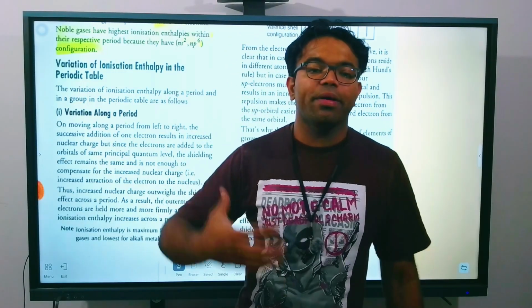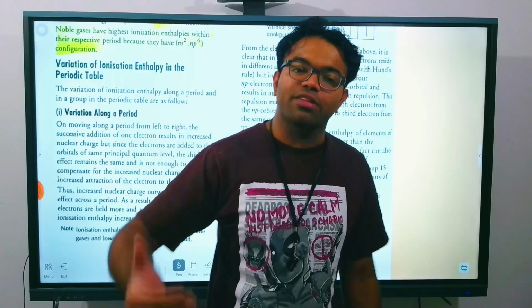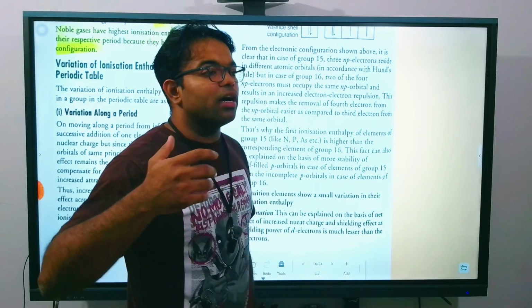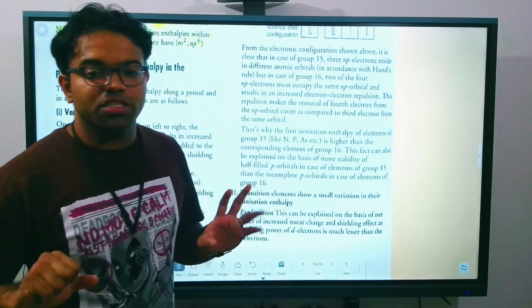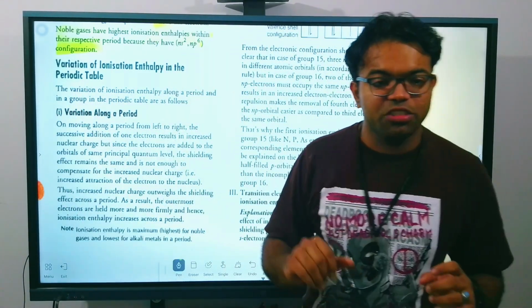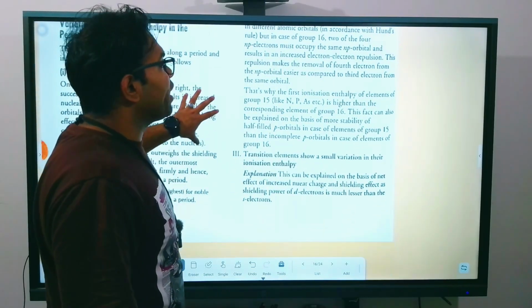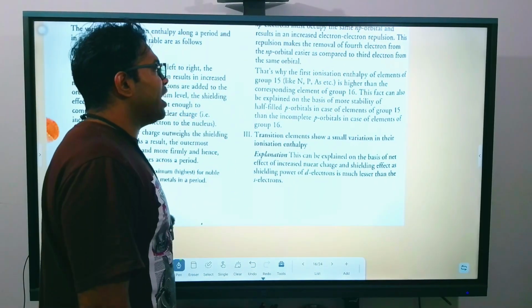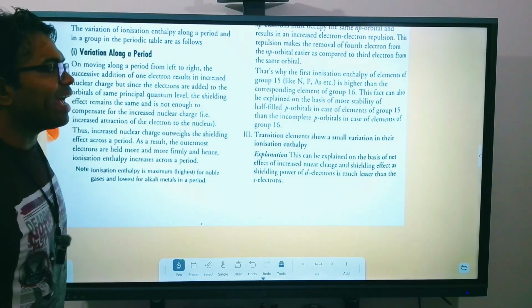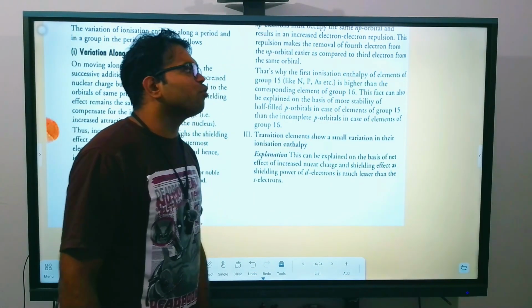So you have to remember the exceptions from 2 to 13, and from 15 to 16. There is a small behavioral change that is happening as we go from left to right. That's why the first ionization enthalpy of elements of group 15, like nitrogen, phosphorus, and arsenic, is higher than that of the corresponding elements of group 16.